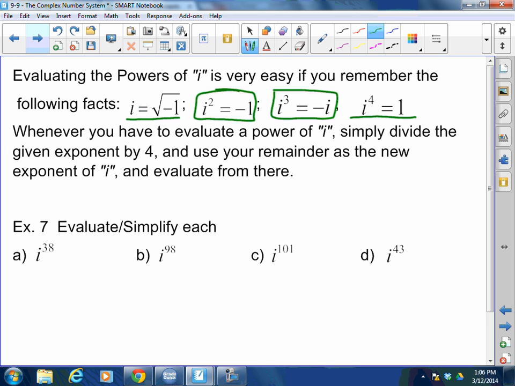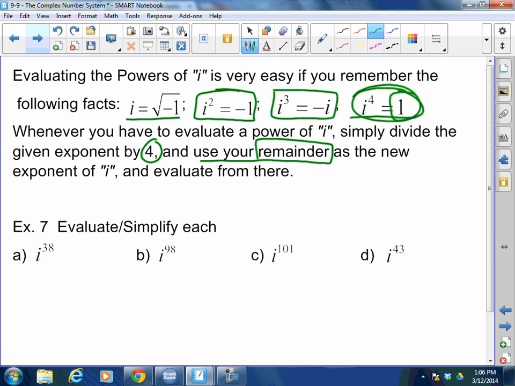Is that safe to say? Then you got this already. Whenever you have to evaluate this power, simply divide the given exponent by 4. Why? Because every 4 i's comes out as a 1. You with me? And use your remainder as the new exponent of i and evaluate from there.